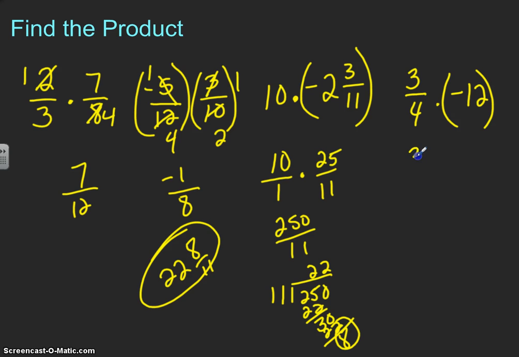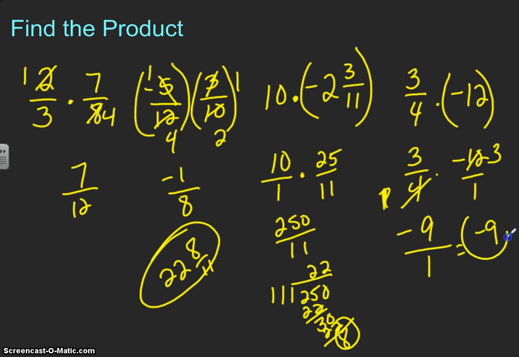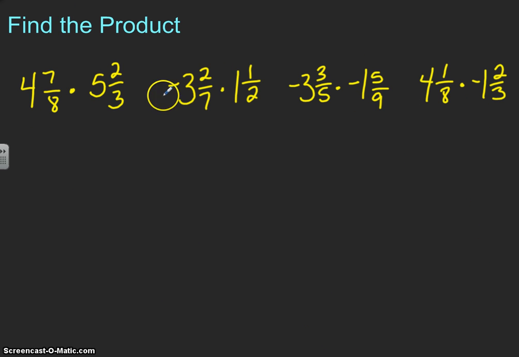Okay, let's look at this one. 3/4 times negative 12 over 1. I can cross-reduce by 4. That becomes a 1. That becomes a 3. Negative 3 times 3 is 9. Negative 9 over 1, which is equal to negative 9 for our answer.